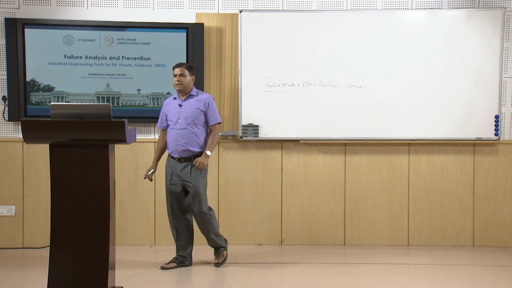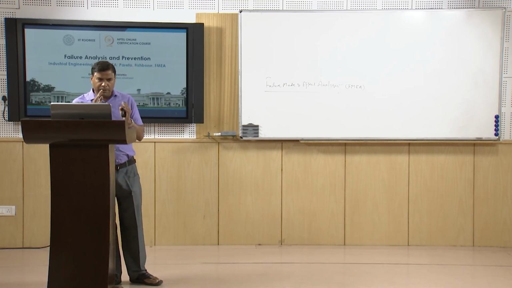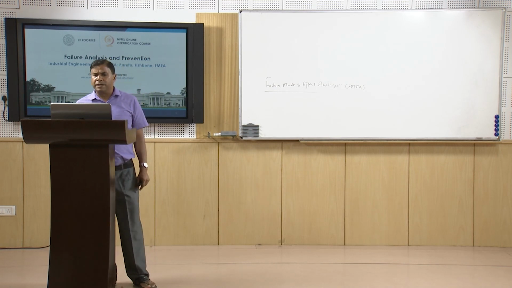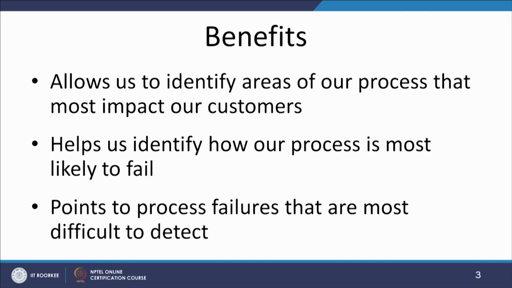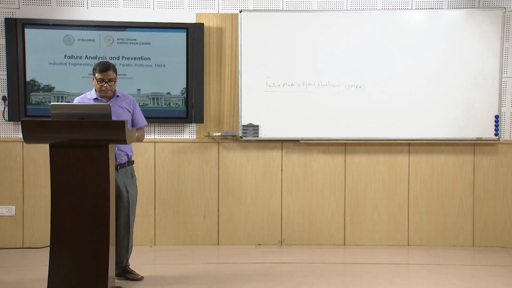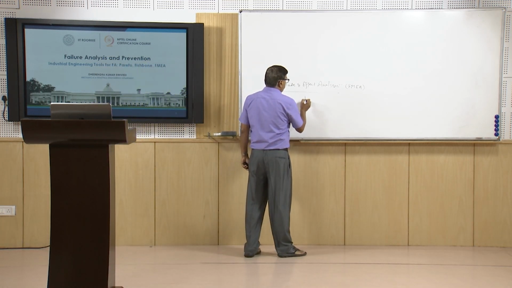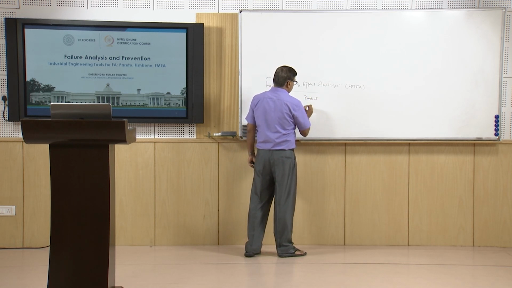and its various aspects. So, here, what are the benefits once you are able to prioritize the risks associated with the various components in a big system? First of all, it allows us to identify the areas of our process or of our product that will have the maximum impact on the performance of a product or of a service. It helps us also to identify in which way the process is most likely to fail, and it also points out which failures will be easy to detect and which failures will be difficult to detect. So, based on the application areas, there are different types of FMEAs, which are termed as the two broad groups, product based or process based.